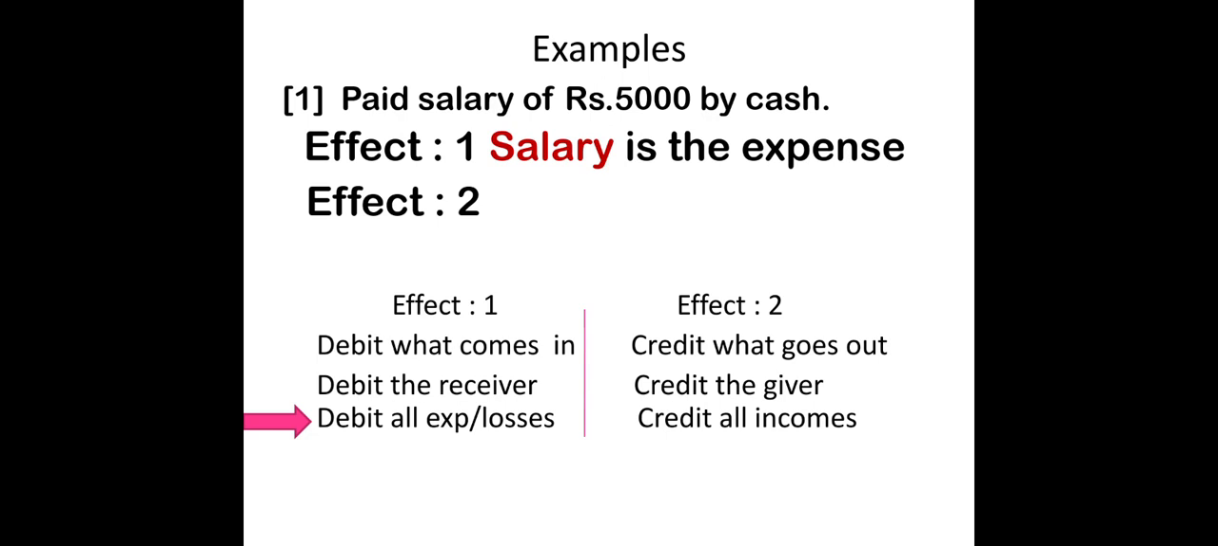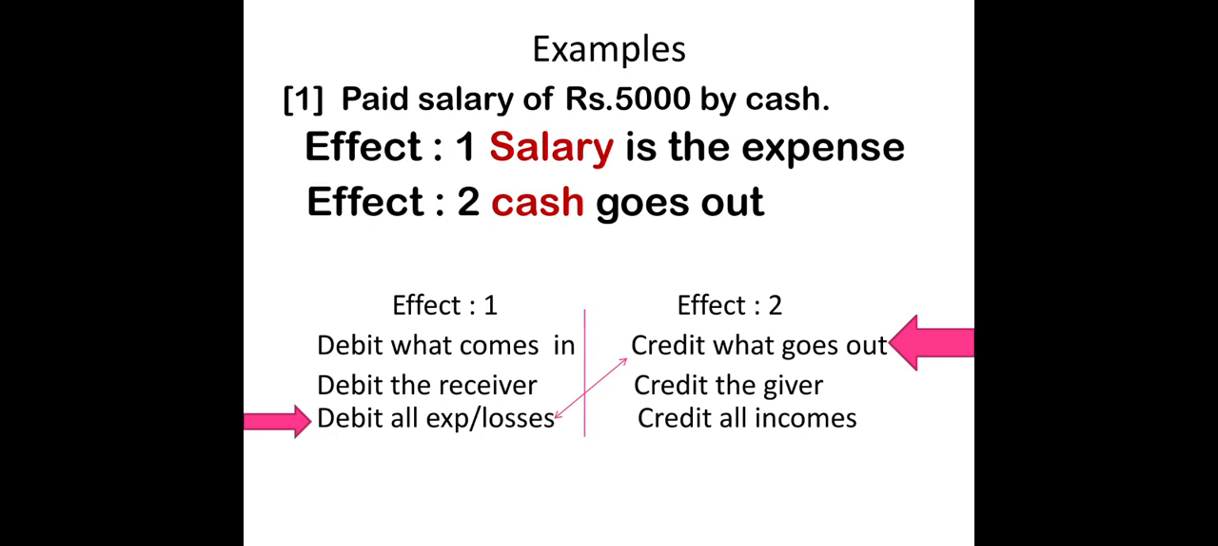And credit what goes out. Think about it. Is there anything goes out? Yes. Student, as a salary, what do we pay? Salary is paid by cash, isn't it? Yes. So cash goes out because there is a word paid, and by cash word is also there in the sentence. So you can easily understand that cash goes out. Okay. So in effect number 2, we can write cash goes out. Okay, so rule number 1 we have selected. In effect number 2, credit what goes out.